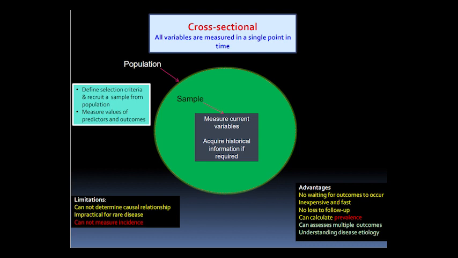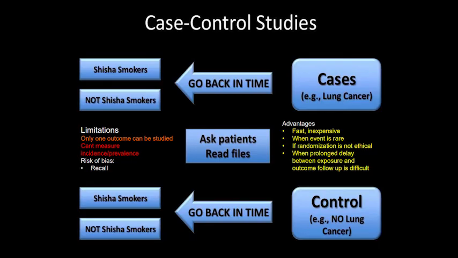Each study has different limitations and different advantages. We will not focus on each type, but this is one example of how evidence comes about. We also have case controls. So, starting with cases, common cases, let's say lung cancer, we go back in time and see if they were exposed to shisha or no shisha. This is what we call a case control study.